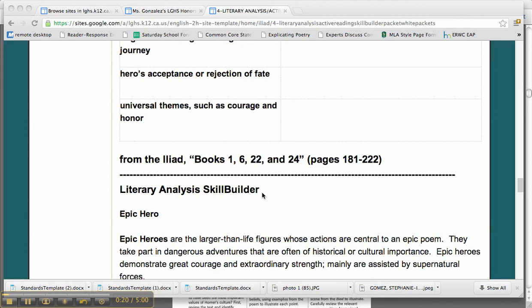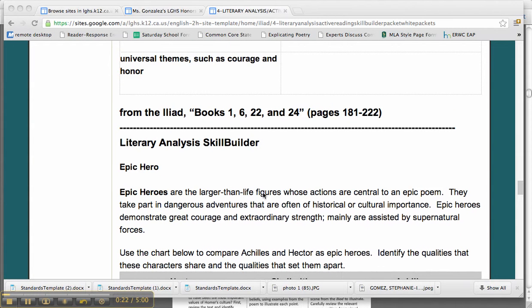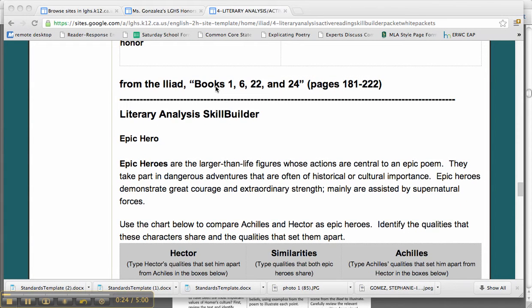So now we're on the next page, which is basically practicing what you learned in books 1, 6, 22, and 24, this idea of evaluating characters as a reading standard, but also continuing our practice of epic heroes. So I'm just going to read the directions really quick.